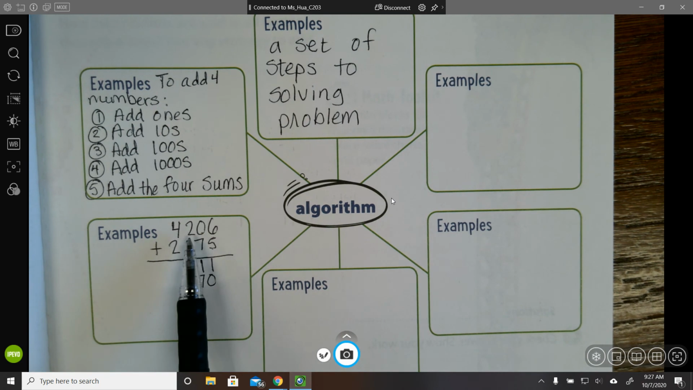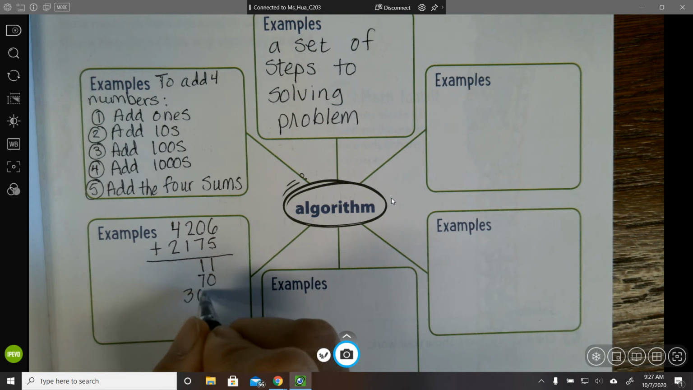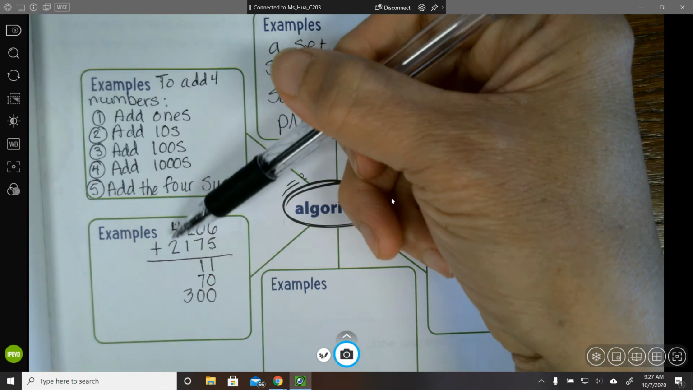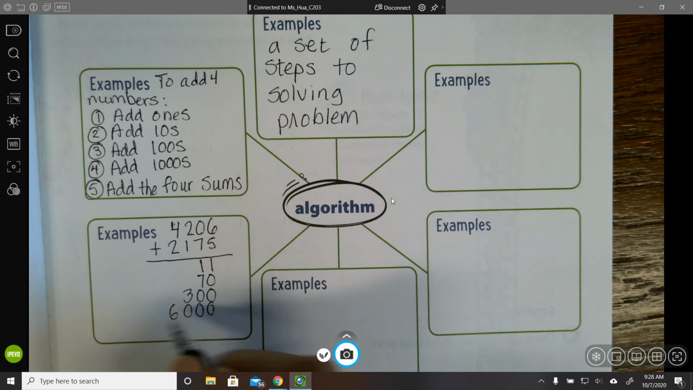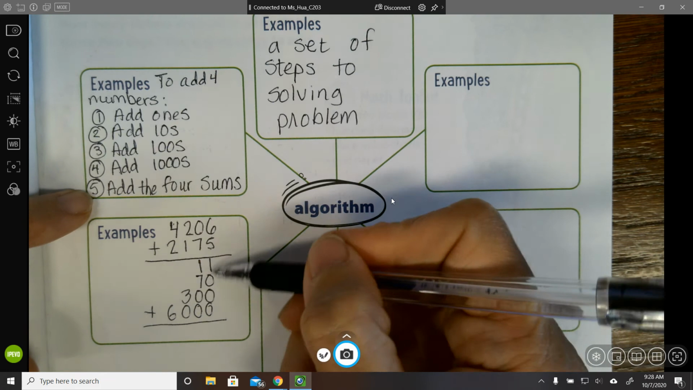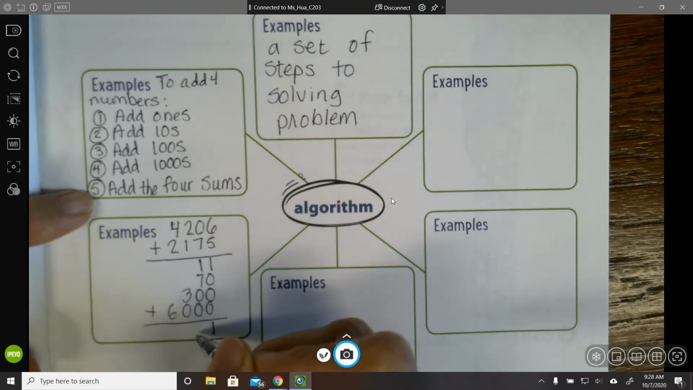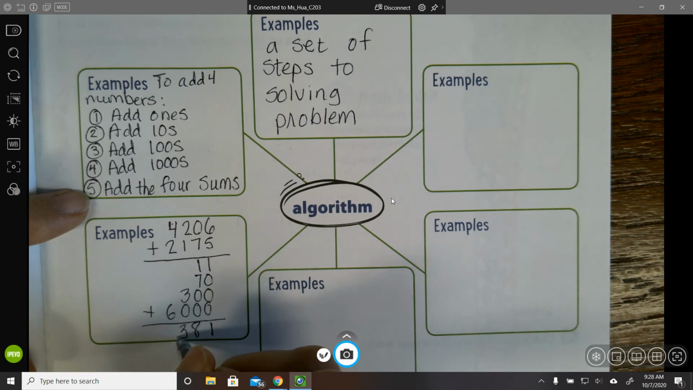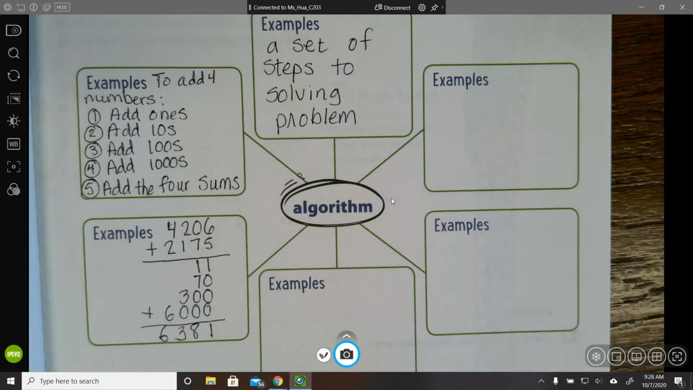And then next, you're going to go to the hundreds place. This is 200 plus 100. That will give you 300. The last problem is the thousands. This is 4,000 plus 2,000. That gives you 6,000. And step 5, you add the four sums together. So this is going to be 1 in the ones place. 7 plus 1 is 8 in the tens place. And 3, it's over here in the hundreds place. And the 6 is in the thousands place.